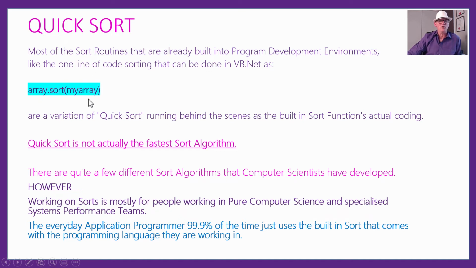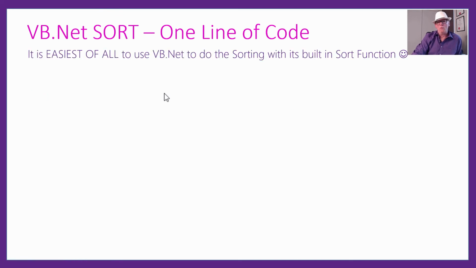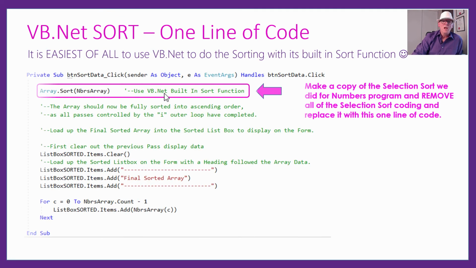But for us application programmers, we usually just have to have the one-liner. So all that work we did with selection sort, what we can do is if we go back to our program there that was just sorting those 10 numbers and just rip out all that selection sort code, you can just replace it with this one-liner here, array.sort, sort that numbers array that we've got, and just display the answers in the list box, okay?